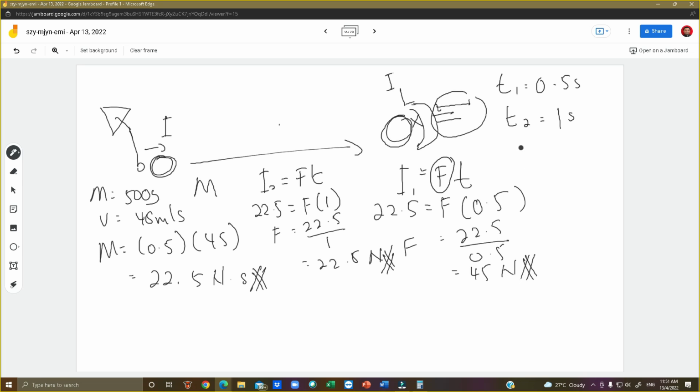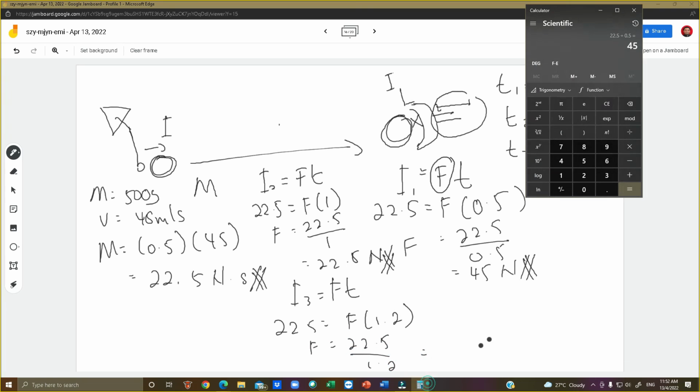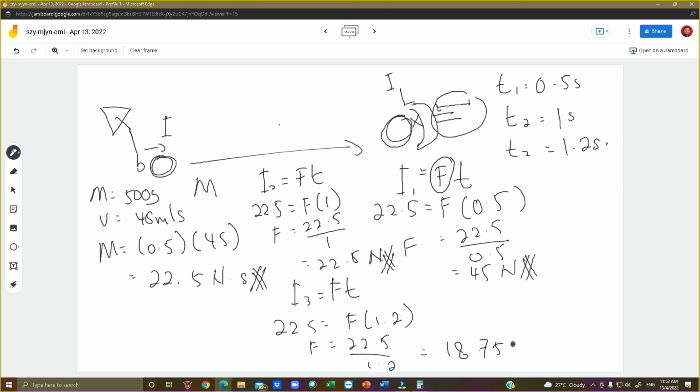Okay, let's say we improve the technique a bit. Now with the glove, we also retract the hand. Catch the ball and pull the hand backward. So it further increases the time to 1.2 seconds. We calculate I3 equals Ft. 22.5 equals F times 1.2. So F equals 22.5 divided by 1.2. How much do we have? 18.75 Newton. This is what impulse and momentum are used for.